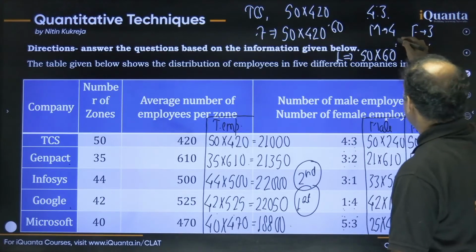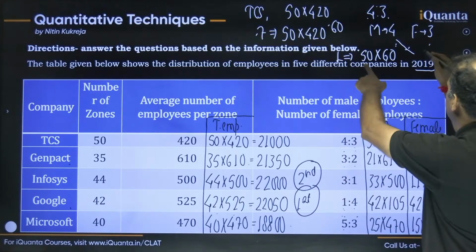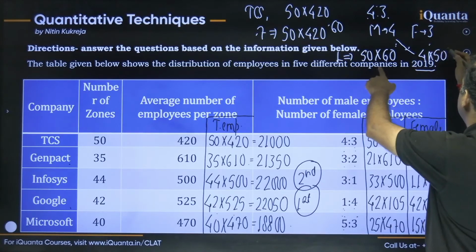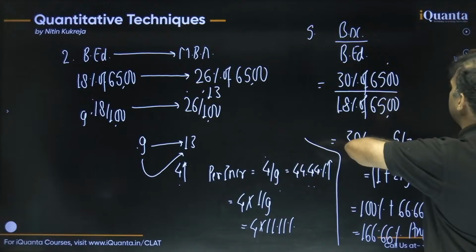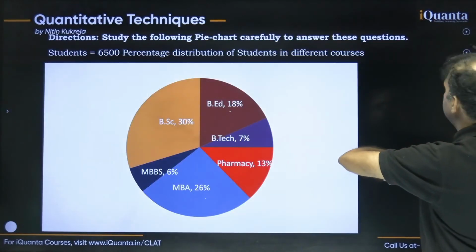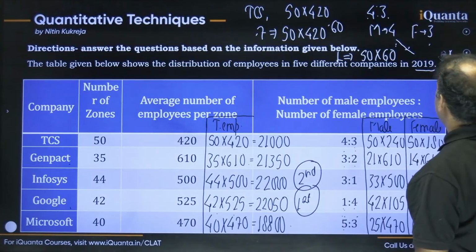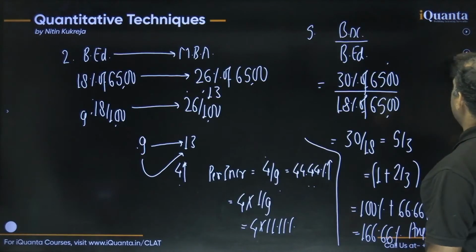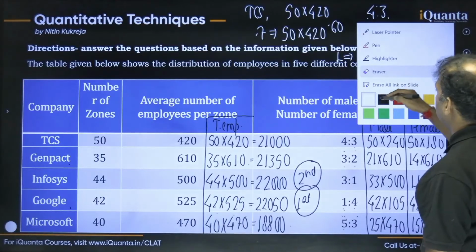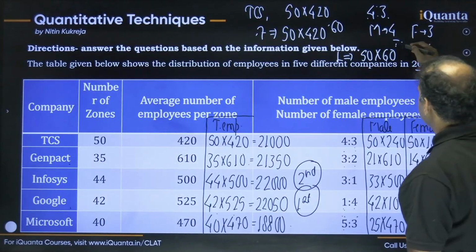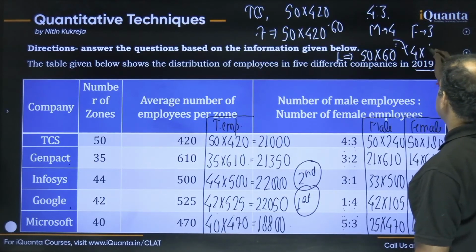So 4 is equivalent to what? 4 should be equivalent to 4 into 15 to 60, okay? And 3 must be equivalent to what? Just a second. Yes. So what I said, 4 must be equivalent to what? Because 1 is equivalent to 15 to 60. So 4 must be equivalent to 4 into 15 to 60, right?